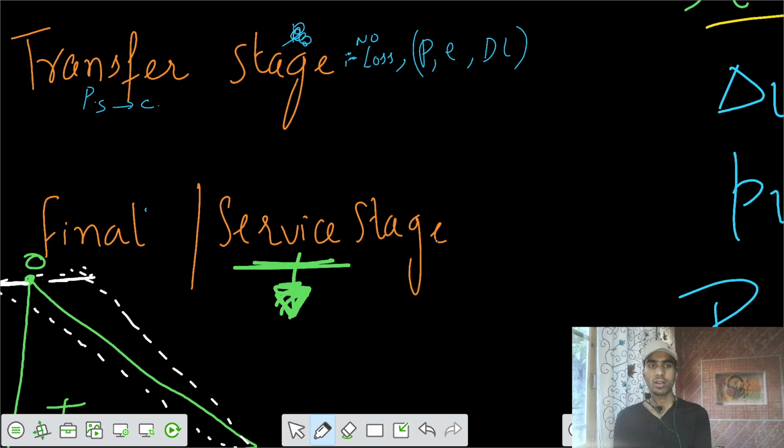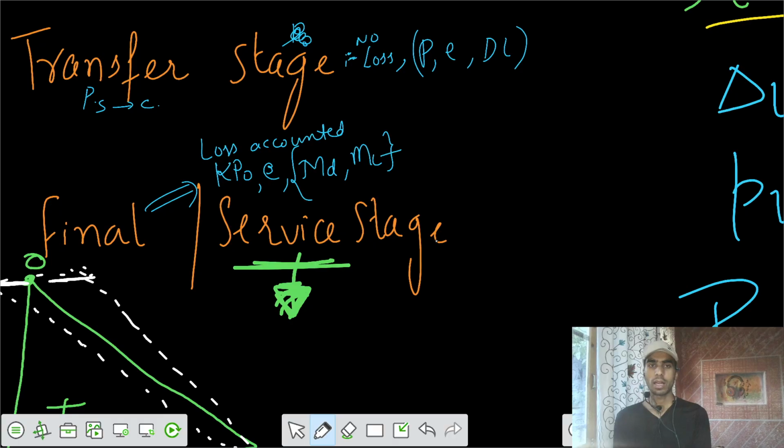And in the final stage, we say that there is some loss. Loss is accounted. So the final force is K P naught, and with its eccentricity we are calculating the stresses because of that, and because of the dead load and the live load. So we are calculating stresses because of the moment, all moments. So that's the difference between these two stages.